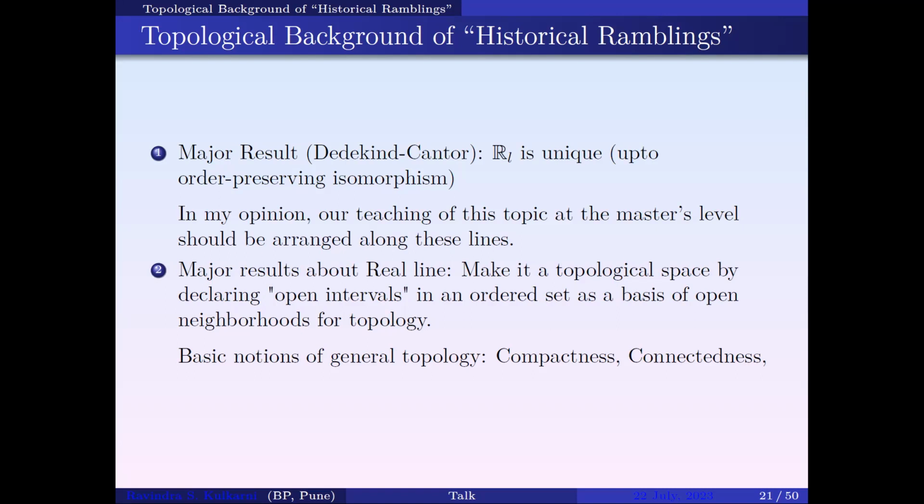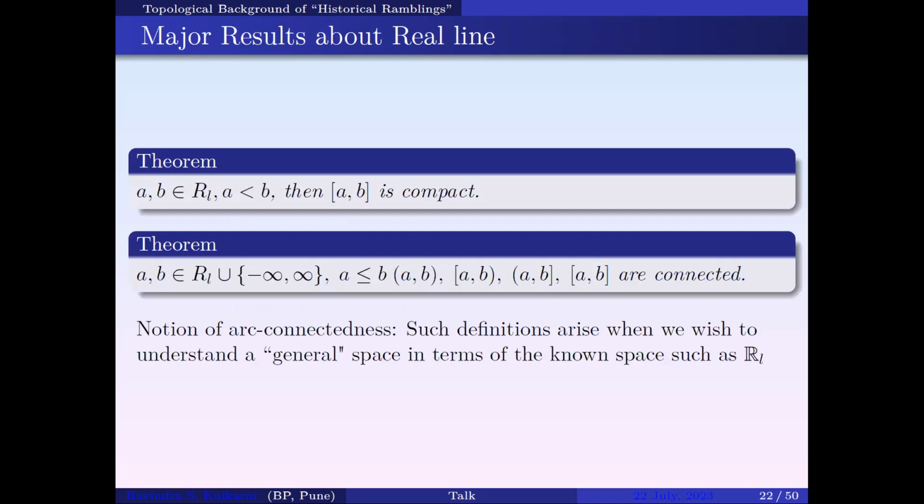Now, there is another little topic, the notion of arc connectedness. How does this arise? We have some space and we want to understand it. Now, we feel that we understand the real line. Good. Then we try to compare this space with the real line. So, what can we ask? For any given 2 points, there should be a continuous map of a closed interval into the space. Such a map should exist. If such a map exists for any 2 points in the space, then the space is connected.